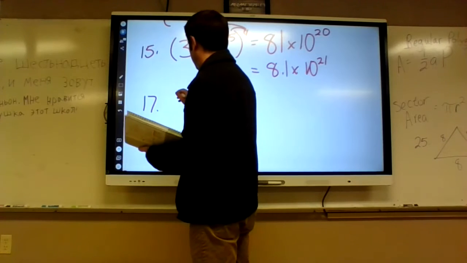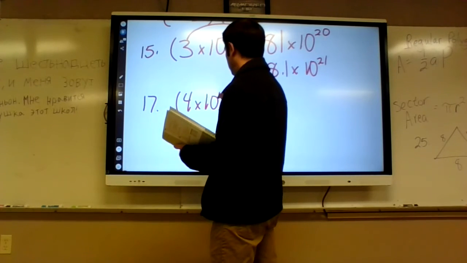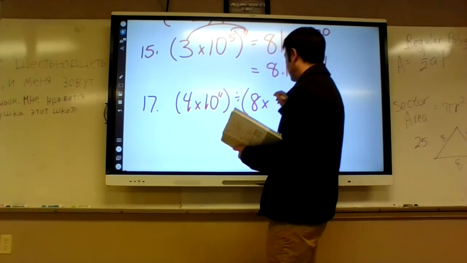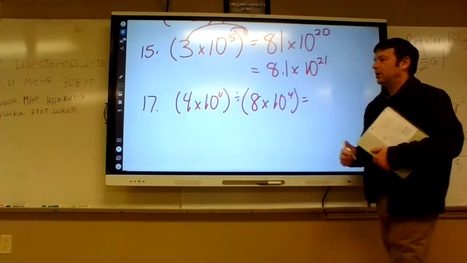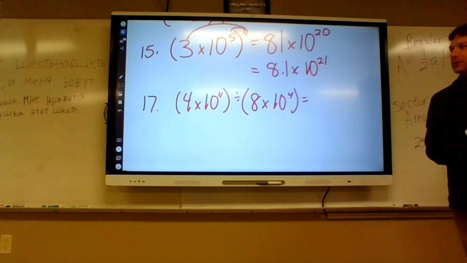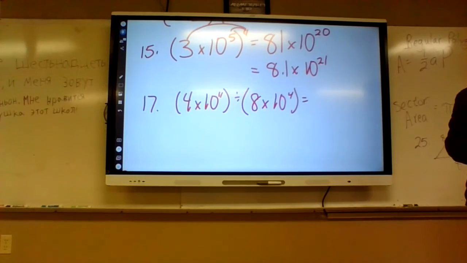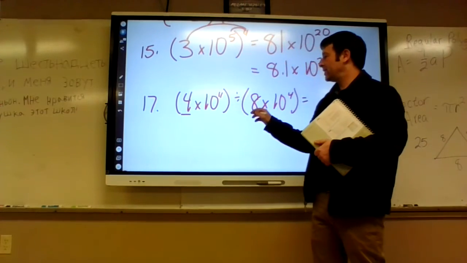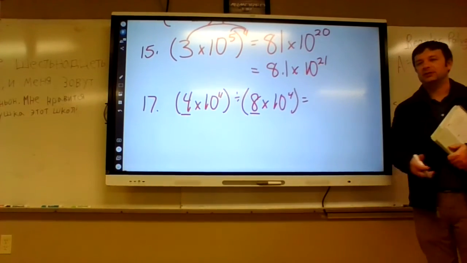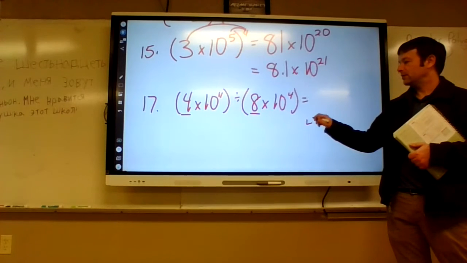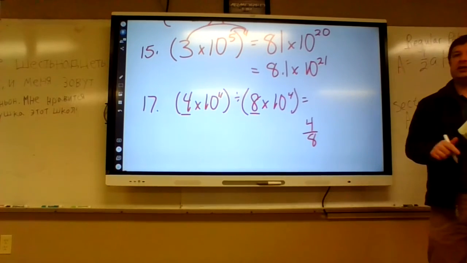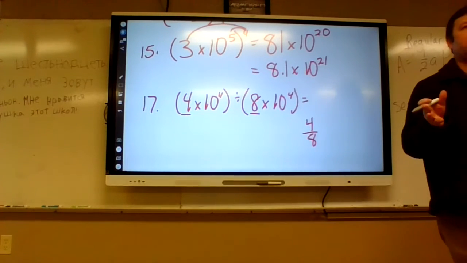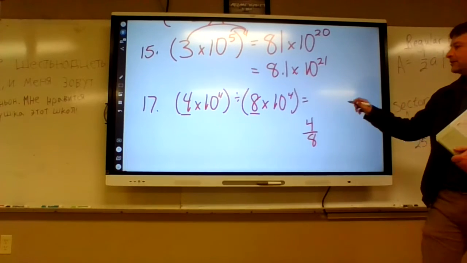Division problem. 4 times 10 to the 11th divided by 8 times 10 to the 4th. Okay, so this is kind of like number 13, except we are dividing, so we can divide the parts. What's 4 divided by 8? It's kind of a trick question. It's not 2. It's 1/2, but we're writing scientific notation, we don't want a fraction. Just 0.5.